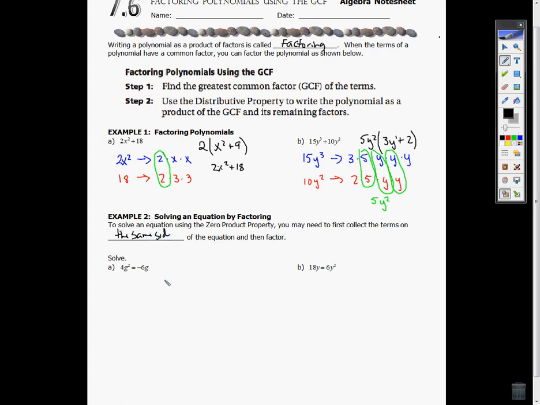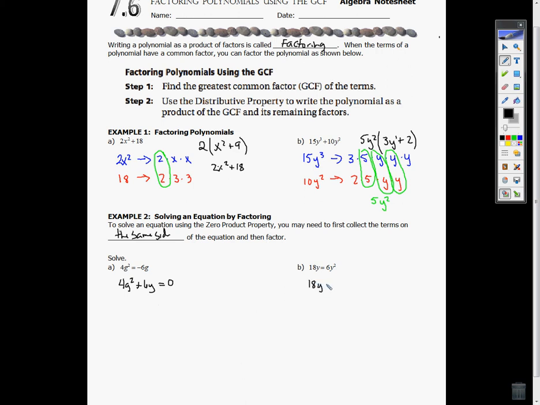So I want to collect them on the same side. Just like I would try and collect all of the variables on the same side when I was solving a regular algebraic expression, I want to do the same thing with this. So if I want things on the same side, I'm going to say 4g squared, and I'm going to add 6g to both sides. And that's going to bring plus 6g to the left and leave just a 0 on the right. Now I'm going to come over here and I'm going to say I want to collect all my terms.